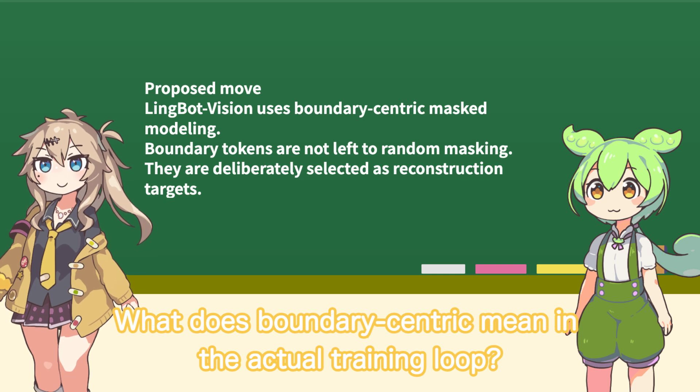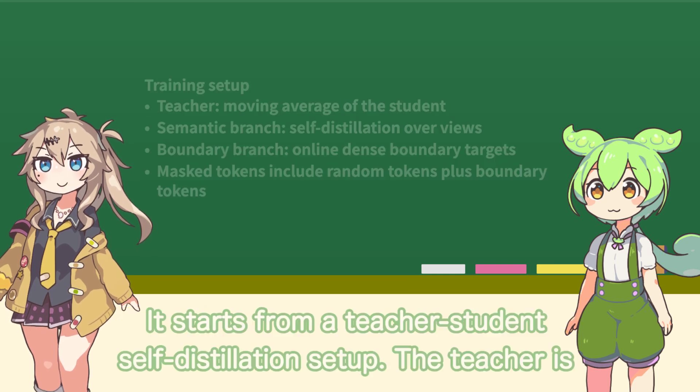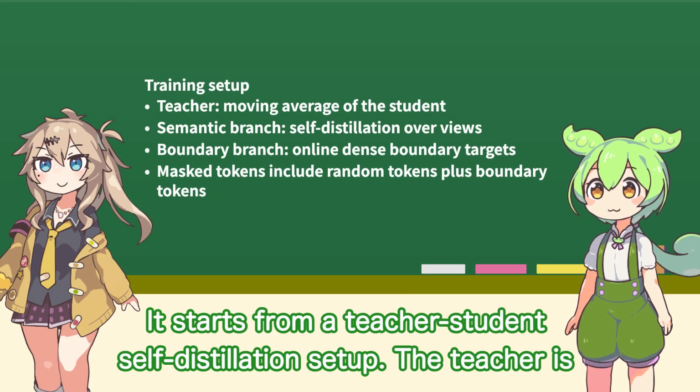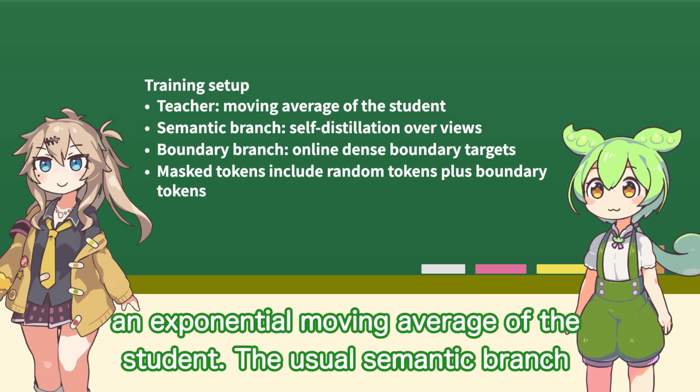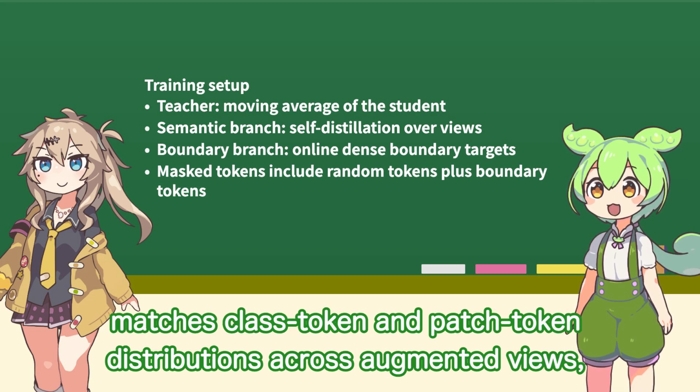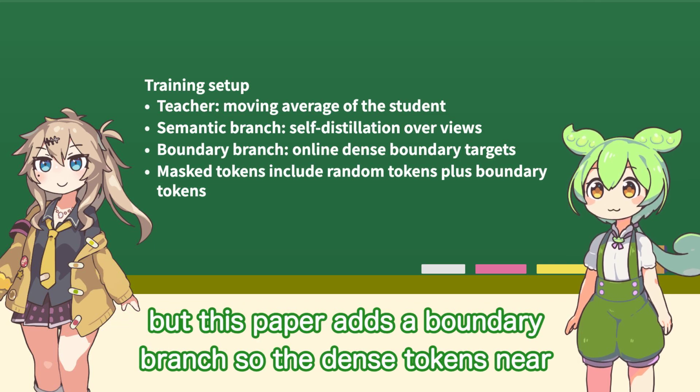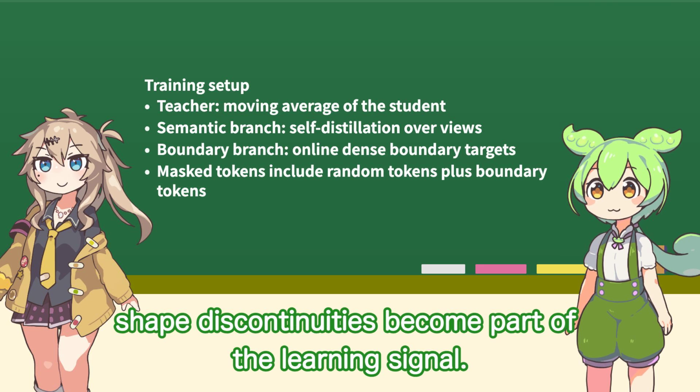What does boundary-centric mean in the actual training loop? It starts from a teacher-student self-distillation setup. The teacher is an exponential moving average of the student. The usual semantic branch matches class token and patch token distributions across augmented views. But this paper adds a boundary branch so the dense tokens near shape discontinuities become part of the learning signal.